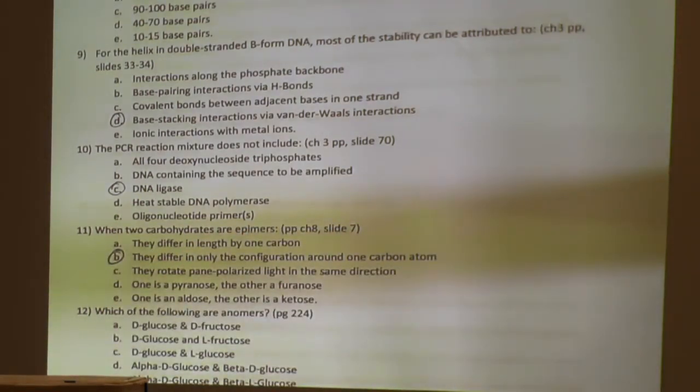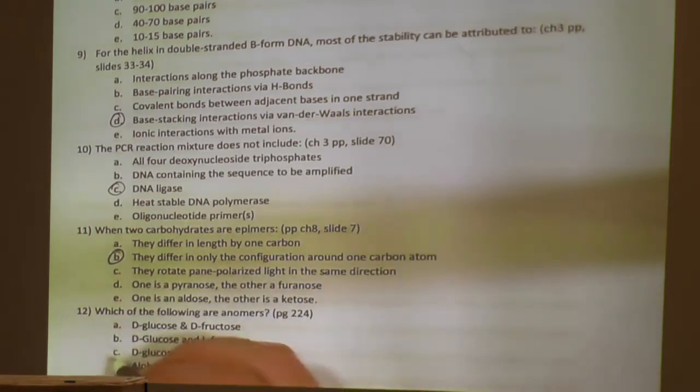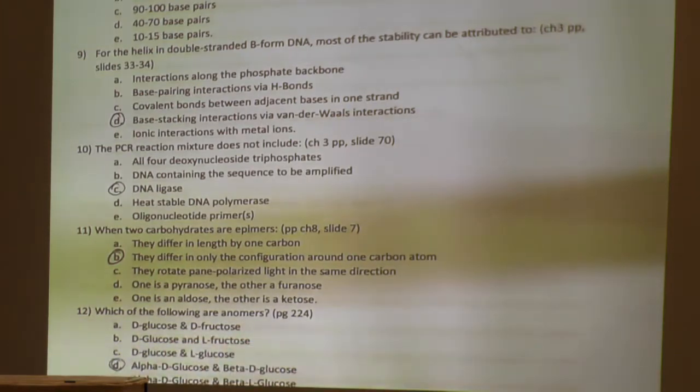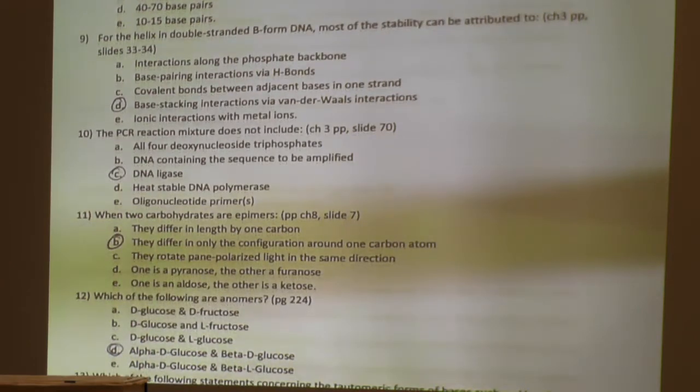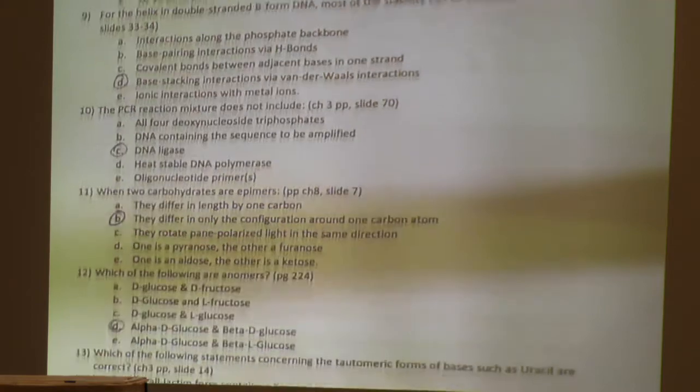So, number 12. Which of the following are anomers? It's going to be D, alpha D-glucose and beta D-glucose, because they differ around the anomeric carbon when they're in cyclic form. Okay.